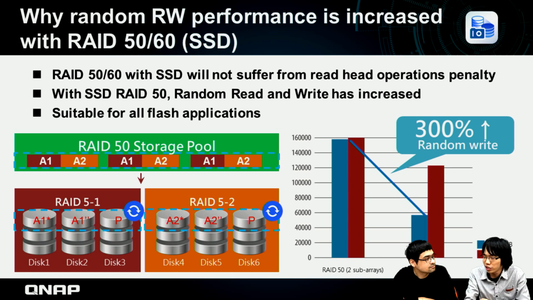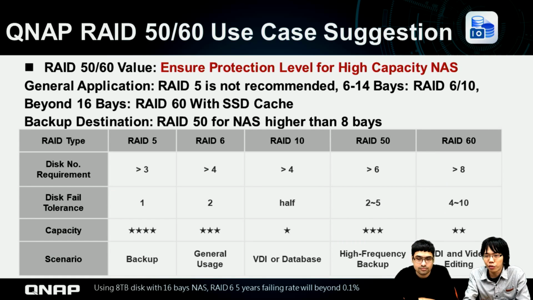But as Michael mentions, the major thing is still how we use RAID 15 and 16. So finally, here are some suggestions for users who consider using RAID 15 and 16. First of all, we no longer recommend RAID 5 for general usage because, as I mentioned, in general usage with HDD, RAID 15 and 16 may also have a random access penalty. So when you have maybe 6 or 14 bays, you should consider RAID 6 or RAID 10.